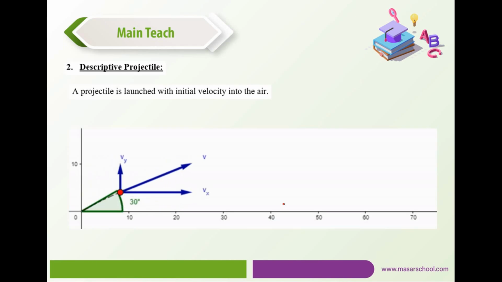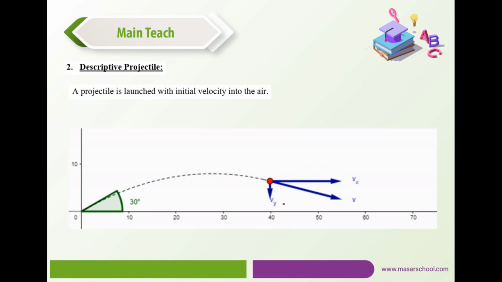Now, section 2, descriptive projectile. A projectile is launched with initial velocity into the air, so we need to analyze what's happening to the velocity. Now, what vector affects the velocity? Basically the acceleration. The acceleration is responsible for generating the velocity vectors.